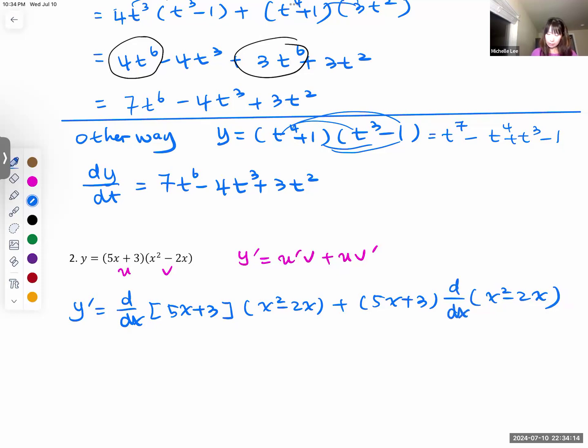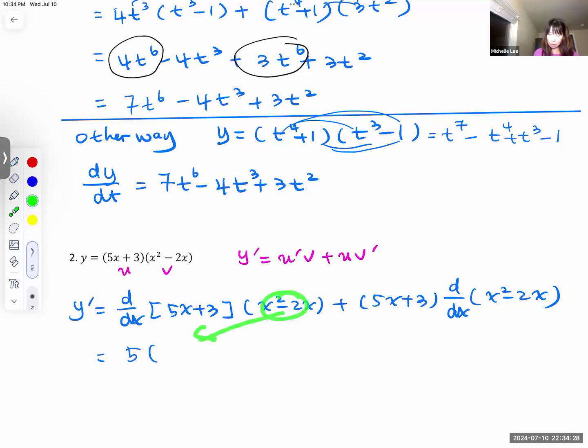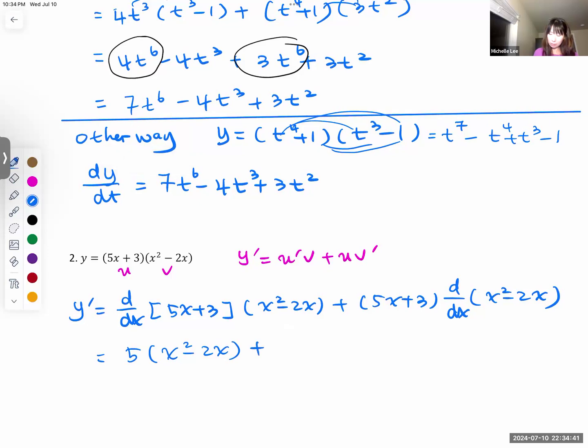d over dx. Okay, this means we want the derivative with respect to x. So the first term is 5. And then rewriting this one, x squared minus 2x. Nothing to do. 5, oh, missing plus 5x plus 3. Now, looking at this one, the derivative with respect to x will be 2x minus 2. Yeah, okay.